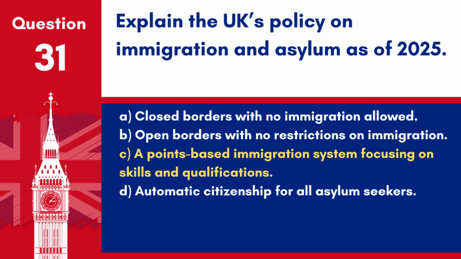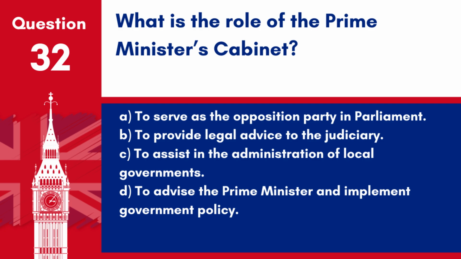Answer. C. A points-based immigration system focusing on skills and qualifications. As of 2025, the UK utilises a points-based immigration system, emphasising the skills and qualifications of potential immigrants to address economic needs. Question 32. What is the role of the Prime Minister's Cabinet?